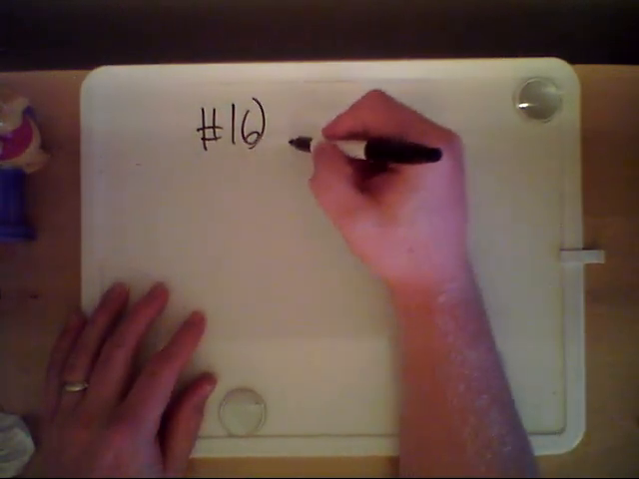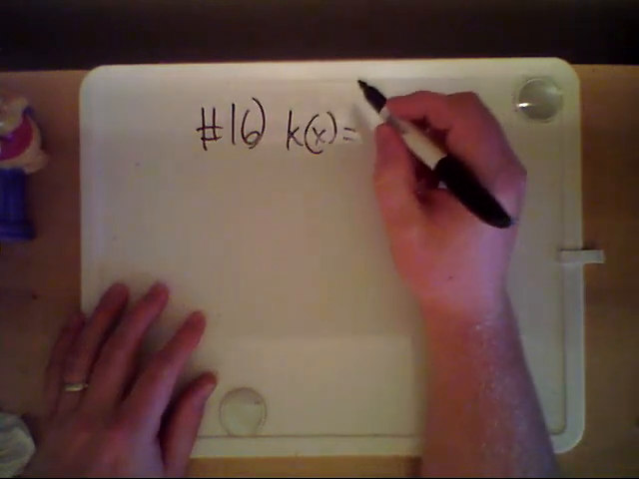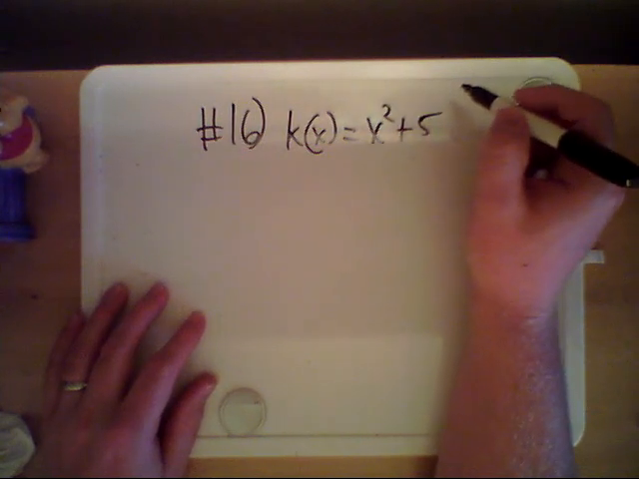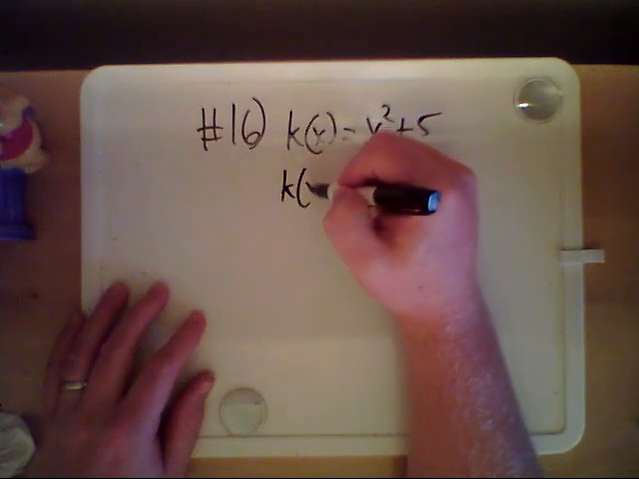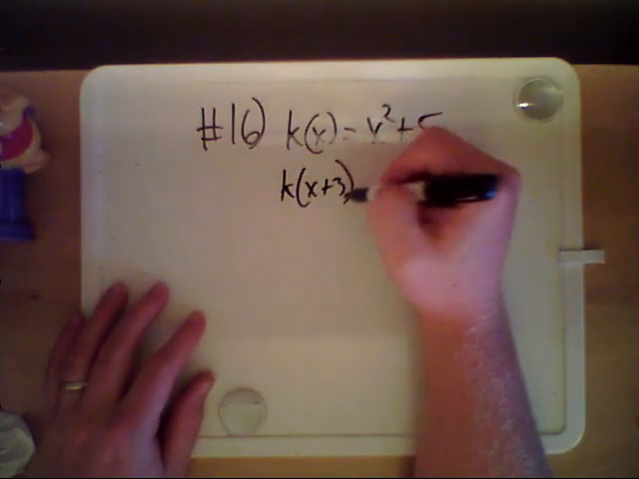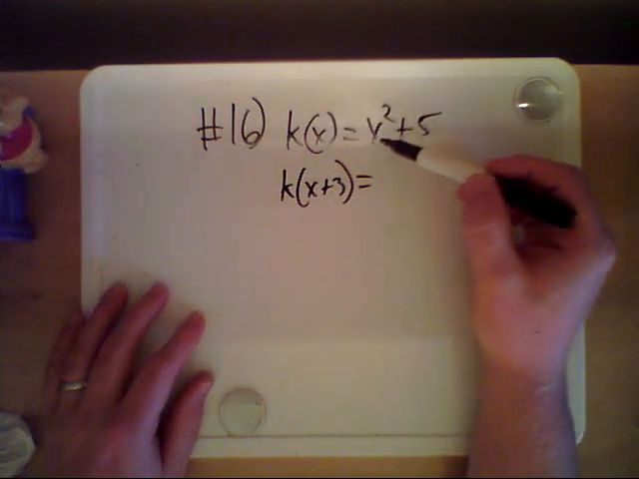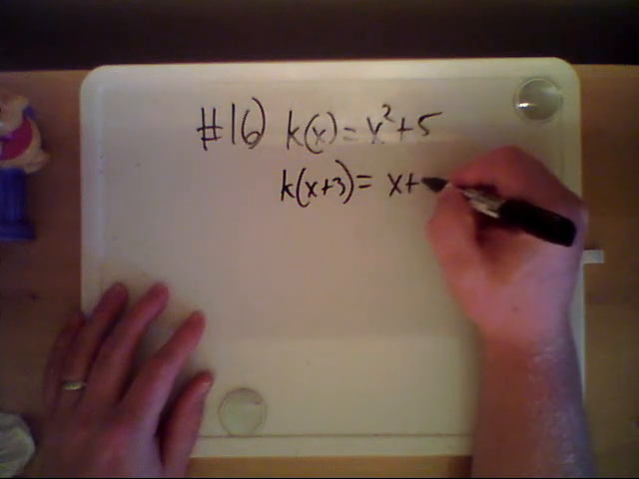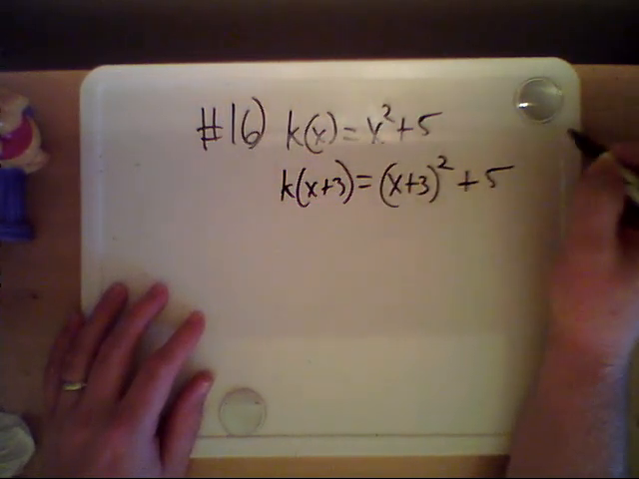Okay, we have k of x equals x squared plus 5. We have to find k of x plus 3. Okay, so we're going to put x plus 3 through the k machine, which means to take x plus 3 and square it and then add 5. So it's going to be x plus 3 all squared plus 5.